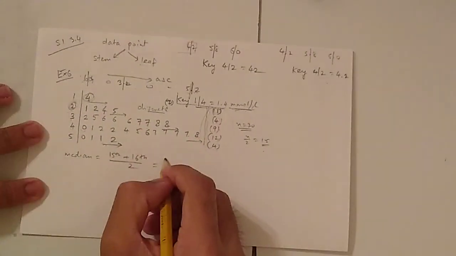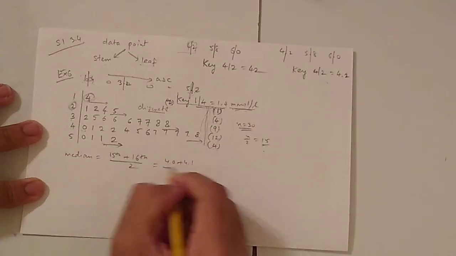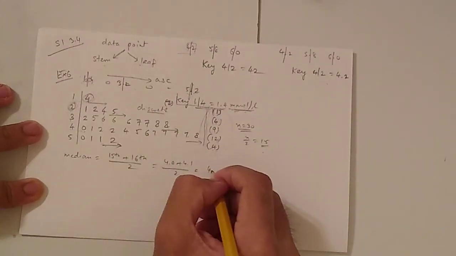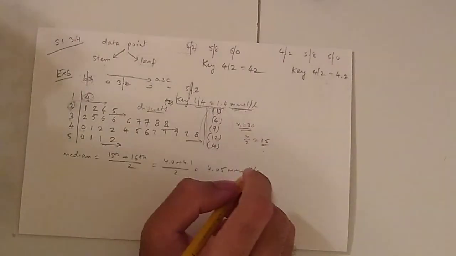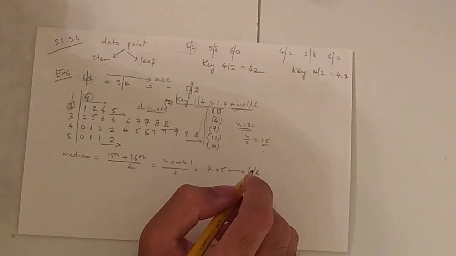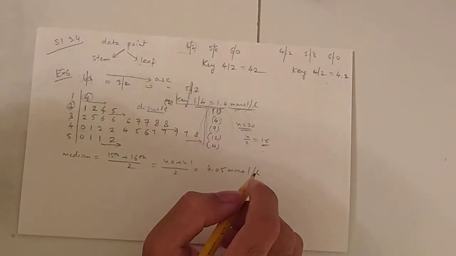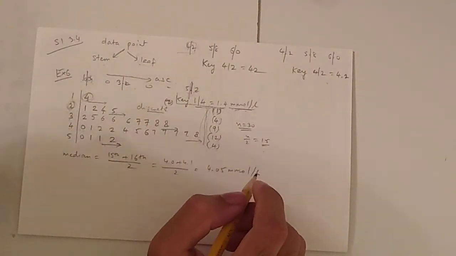So we write this as 4.0 plus 4.1 divided by 2, which is 4.05. Write down the unit, millimole per liter. So 4.0 plus 4.1, the whole divided by 2, millimole per liter.